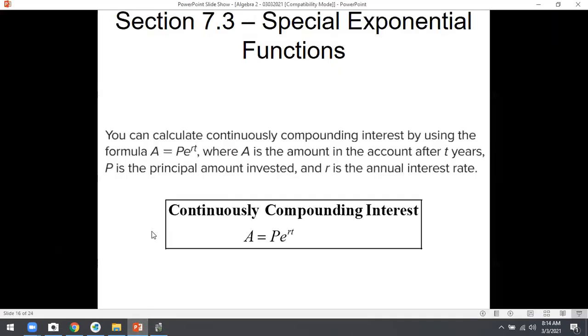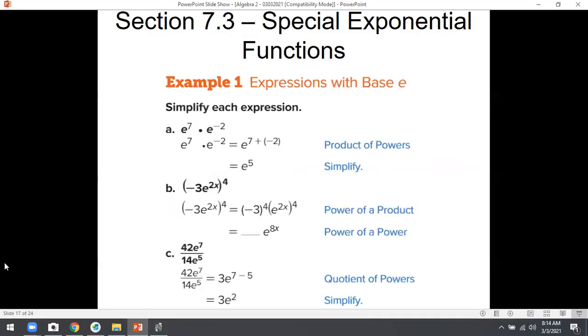Okay, what other things are they going to make you do besides this kind of stuff? Well, they're going to make you make sure that you know the basics. So let's double check that you know the basics. It's the same things you've always done. It's just got a different number, okay? So don't freak out just because it says E instead of 7 or something like that. Let's write these down. A, e to the 7th times e to the negative 2nd.